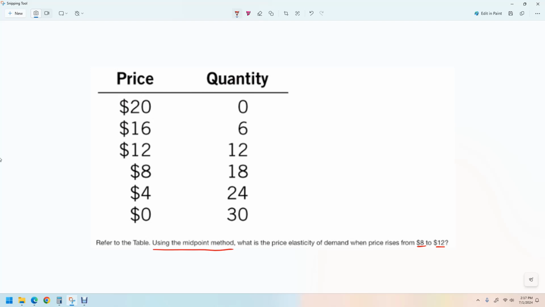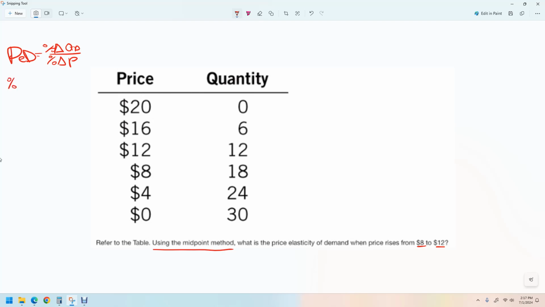Okay, so let's start off with the formulas that we need to recall. This is what you would do on the test. Price elasticity of demand is percent change in quantity demanded over percent change in price. And that triangle there, that's a delta for change.